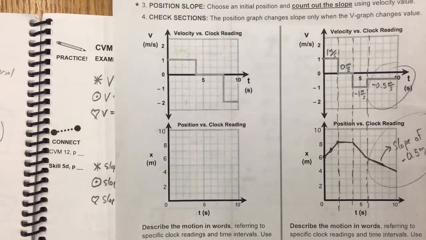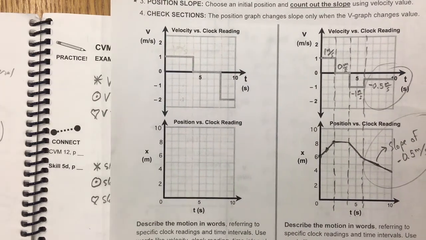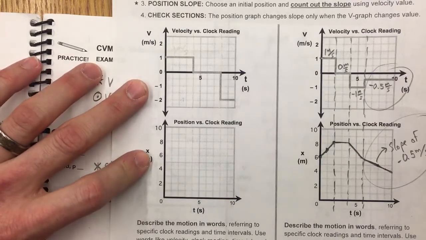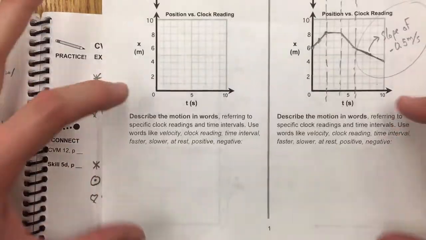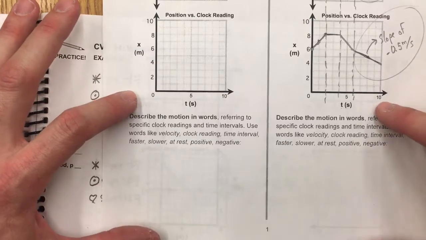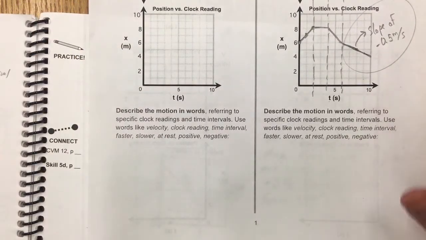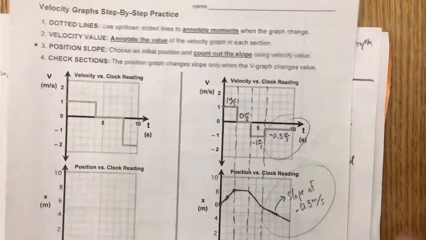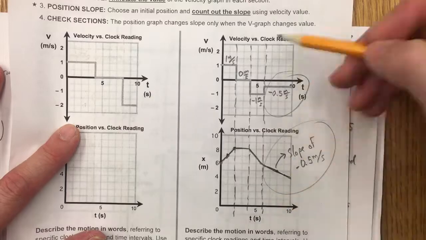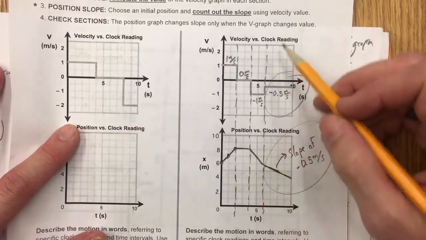Remember, of course, on the actual tests that are coming up, this is not the only thing I need you to do. I need you to actually describe the motion. I'm not going to go over that here because most people have been doing that effectively. I need you to draw a motion map. I'm not going over that here either. So this video is just about making these graphs, making the position graph from the velocity graph.